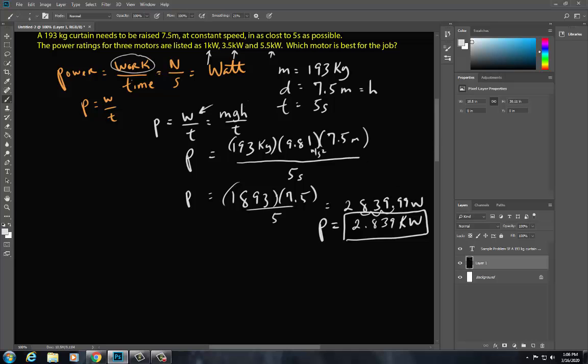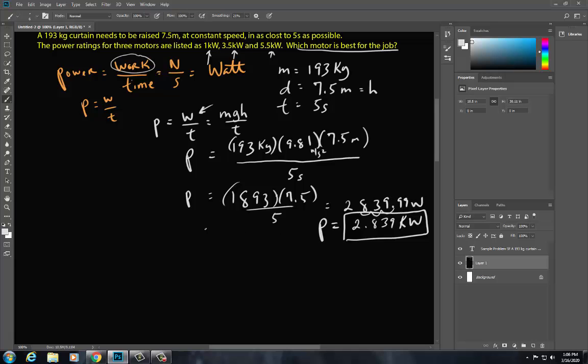So if you went to Home Depot or one of these stores, which one would you get? Well, first you would say, I can't get the 1 kilowatt. 1 kilowatt's not going to work. It's just not going to pull the curtain up, certainly not in 5 seconds. The 3.5 kilowatt will pull it up at that speed, but the 5.5 would pull it up and have no problem whatsoever. So which one do you order? In other words, which motor is best for the job? Well, you got to figure out the cost, right? A 5.5 kilowatt motor is going to cost a lot more than a 3.5.